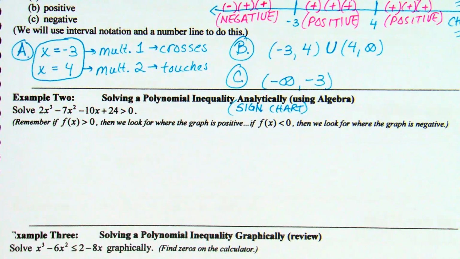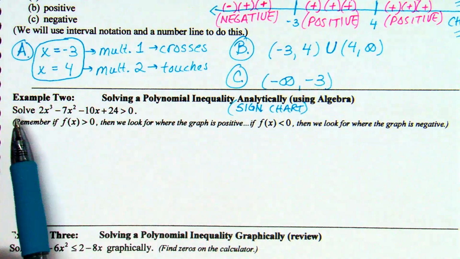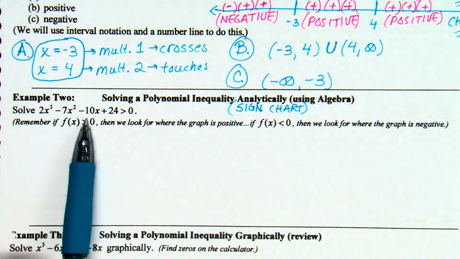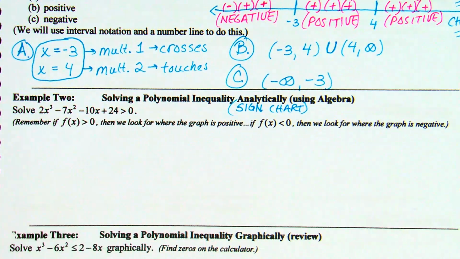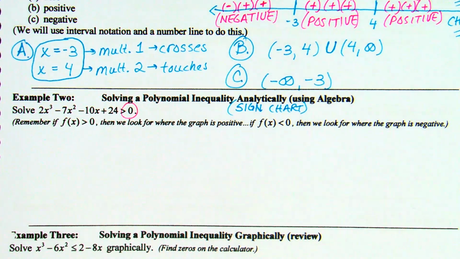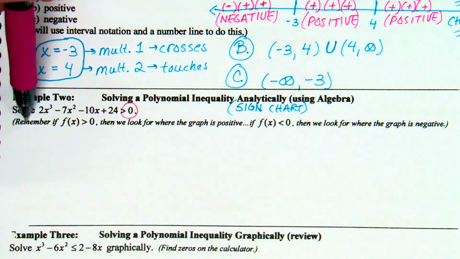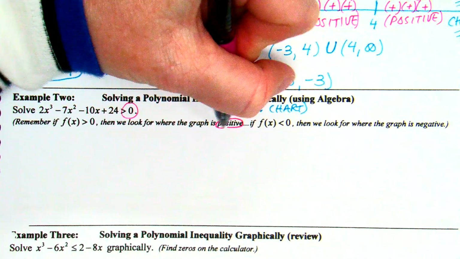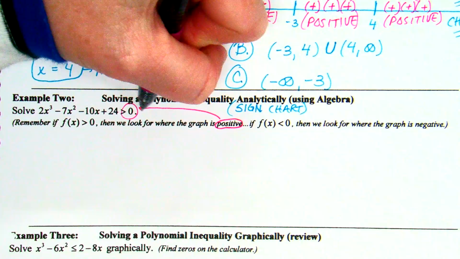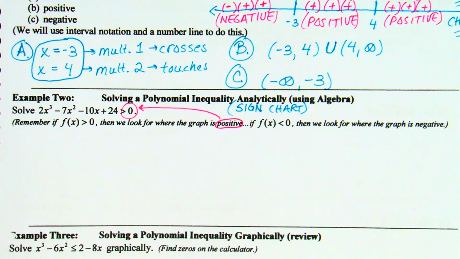Okay, so we're trying to solve 2x cubed minus 7x squared minus 10x plus 24 greater than 0. What does greater than 0 mean? Numbers greater than 0 are positive. So because my problem says greater than 0, note what it says here in parentheses. Remember, if f of x is greater than 0, then we look for where the graph is positive. When we do our sign chart, we'll check everything, but our answers are only where the graph is positive. If it said less than 0, then we'd look for negative.